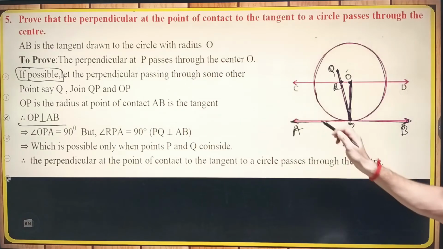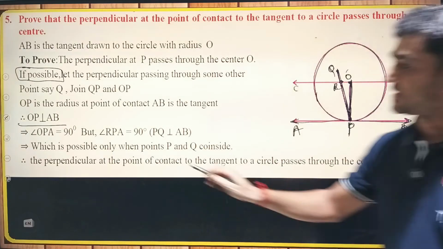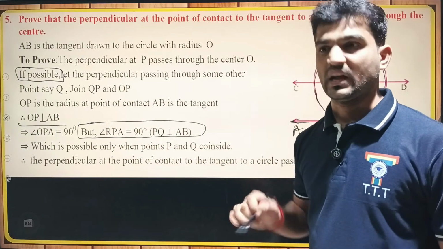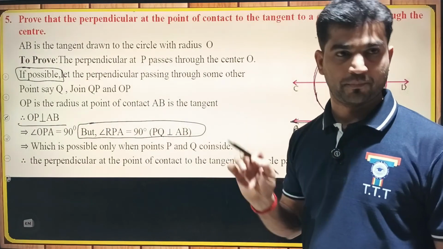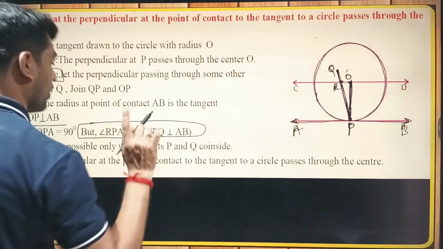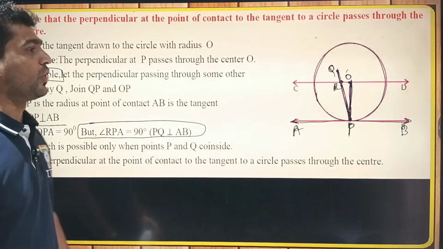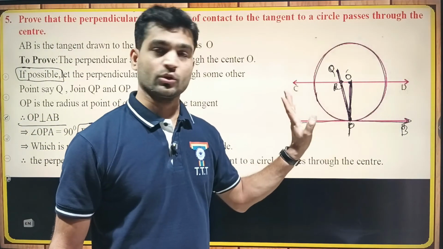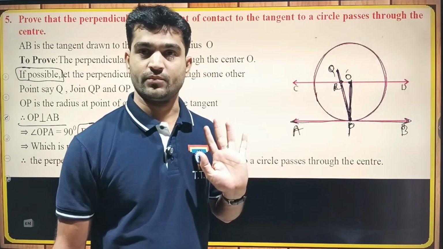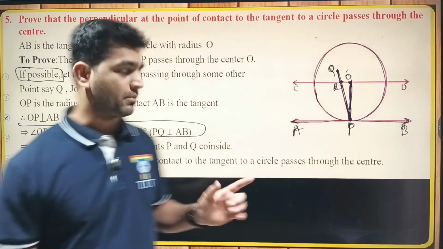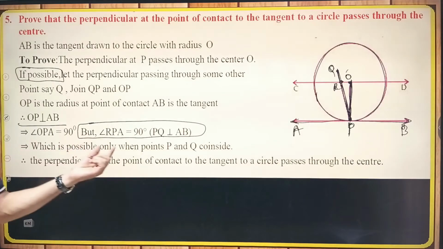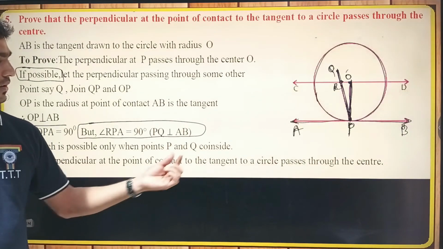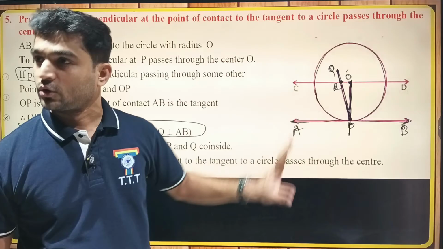we have to say PQ is perpendicular to AB. But that statement is with respect to the hypothesis condition, imagining a point other than the center O, which is possible only when the points P and Q coincide. If Q comes and sits here, or sits on point O, only then is it possible. Other than that, any point is not possible. Which is possible only when P and Q coincide, that is, only if one point sits there.